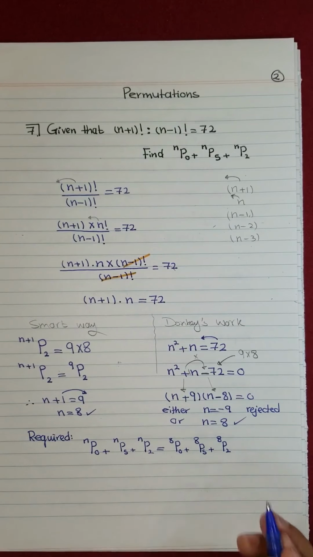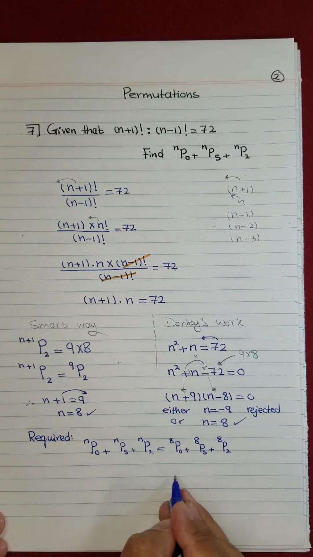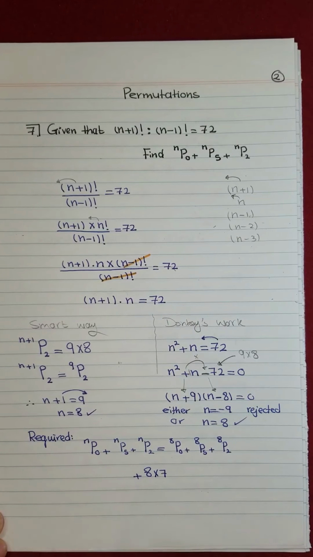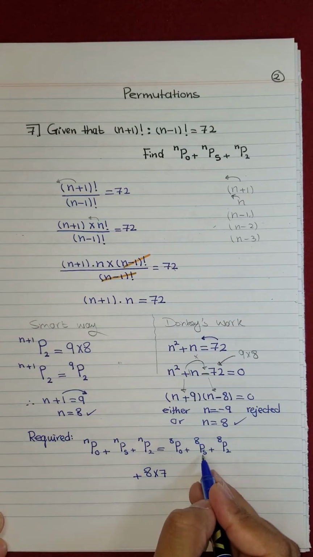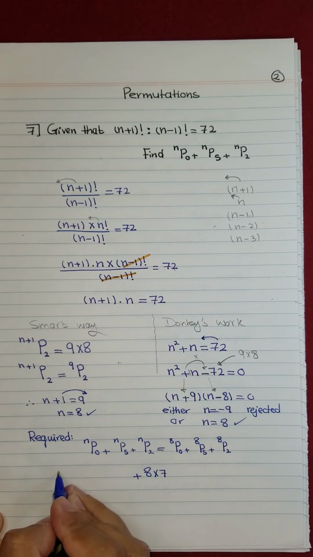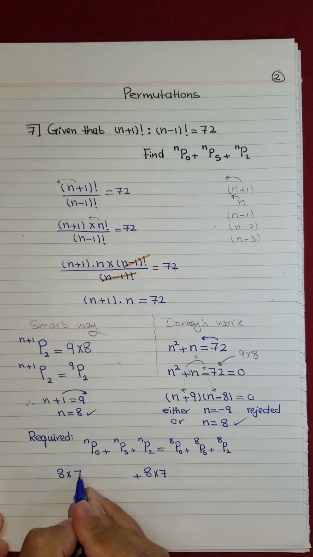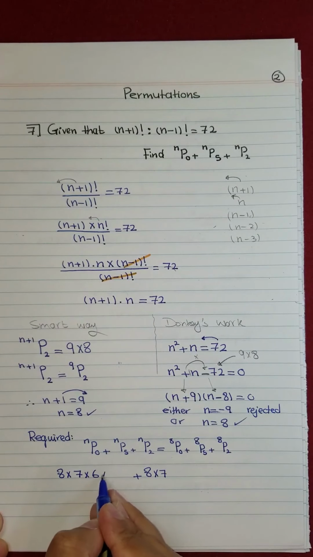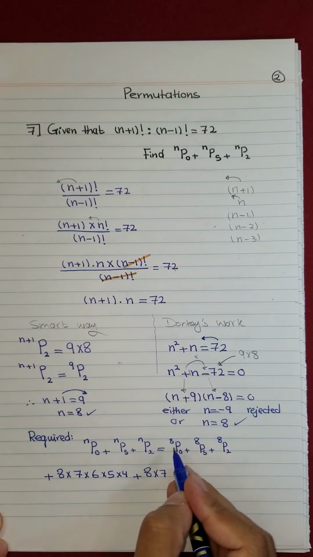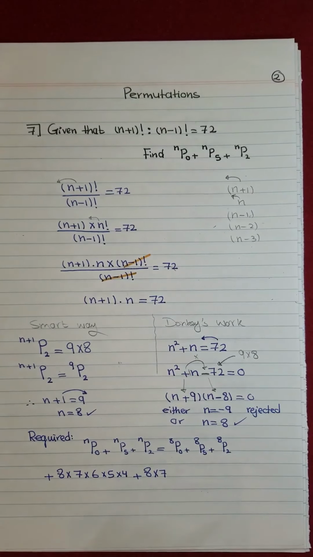8 permutation 2 is easily established. It's two actions starting from 8, so it's 8 times 7. 8 permutation 5 is also easily established. It's 5 actions starting from 8, so it's 8 times 7 times 6 times 5 times 4. However, the last one here, 8 permutation 0, is it 0 actions starting with 8? How do we write 0 actions?